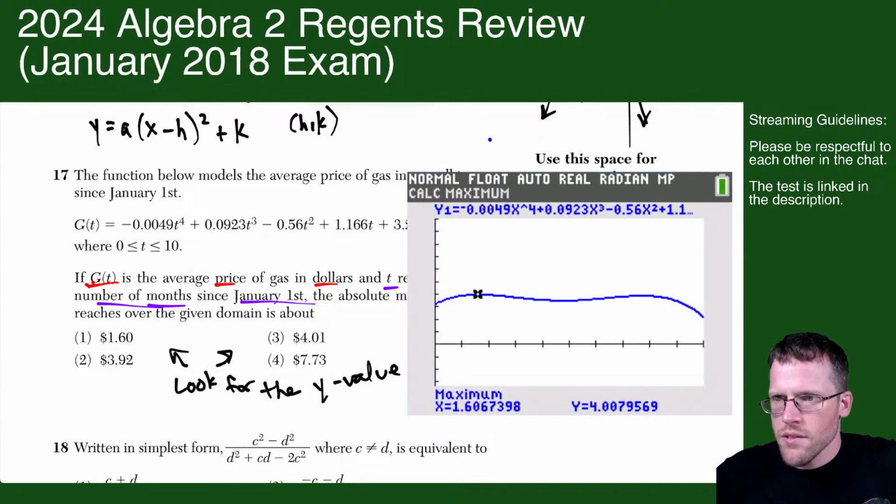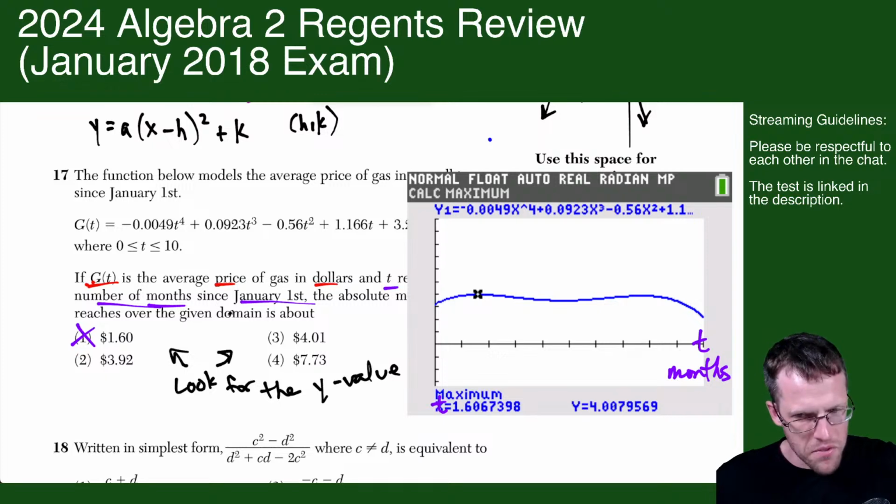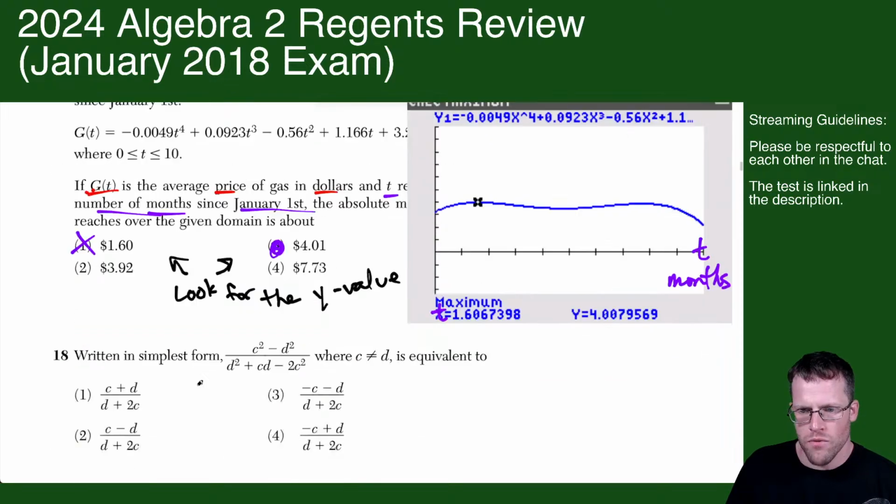Okay, so the t-axis is in months. So this represents t, and the units would be months. So this one is like evil, definitely evil. The y value is what we want, and that rounds to 4.01. Right? So yeah. Cool. All right, moving on.